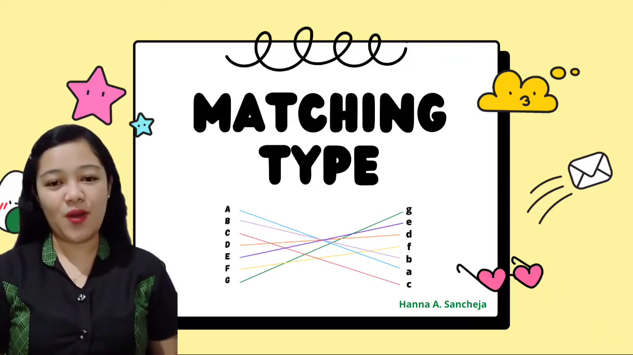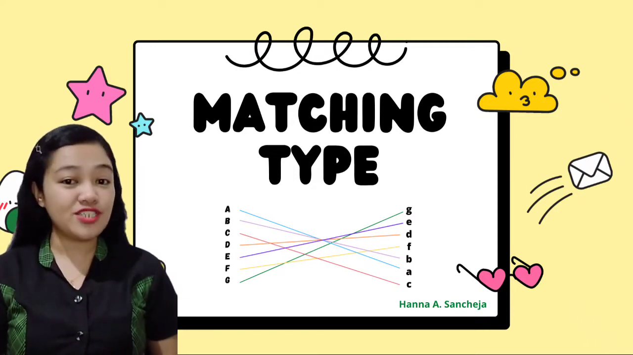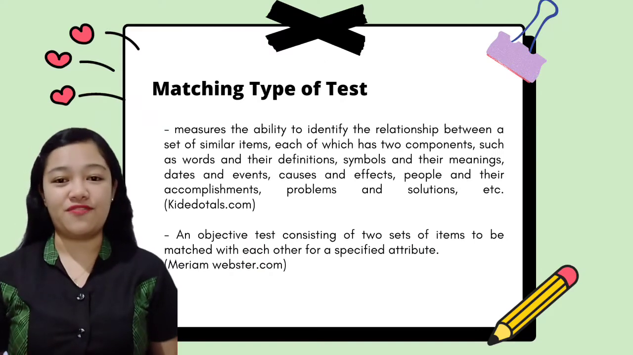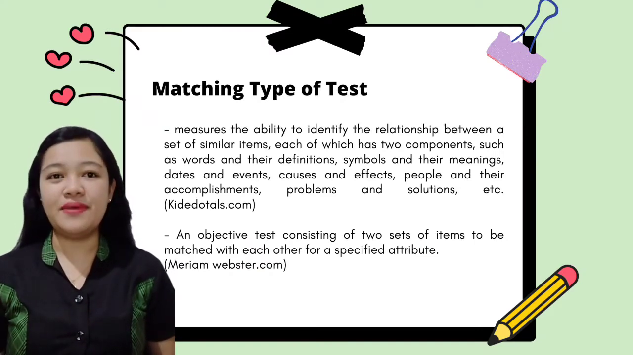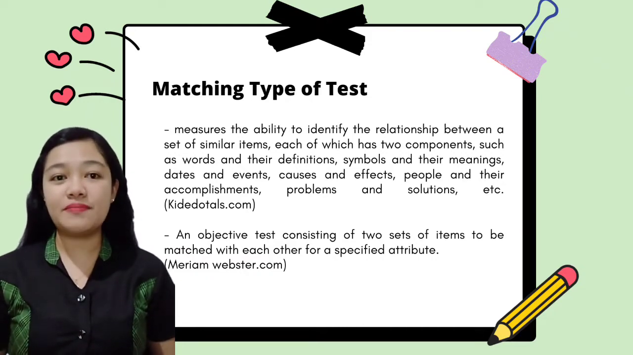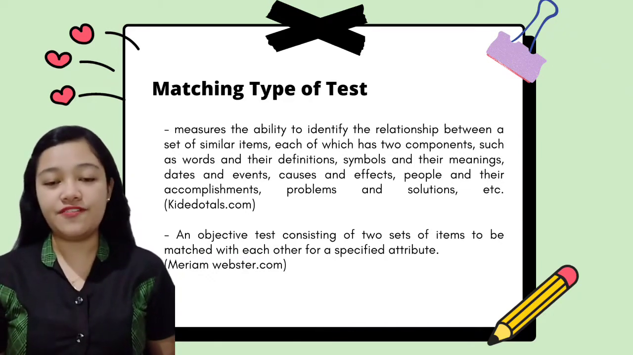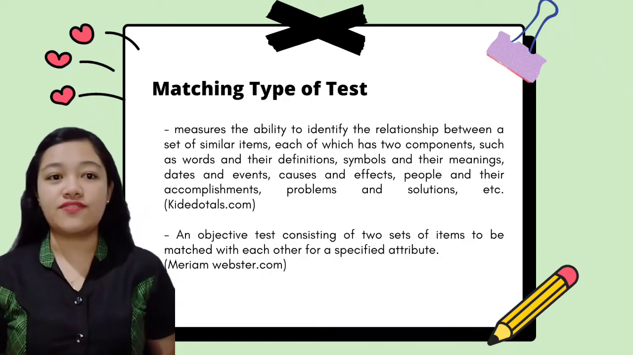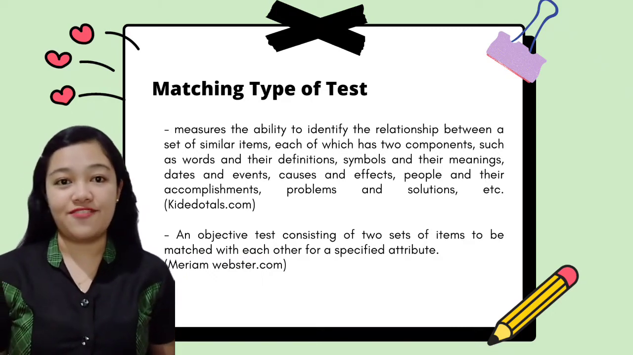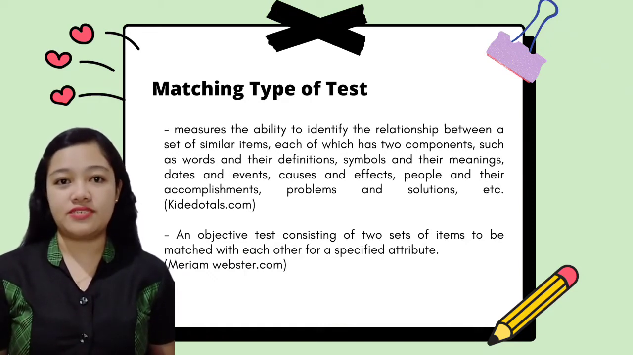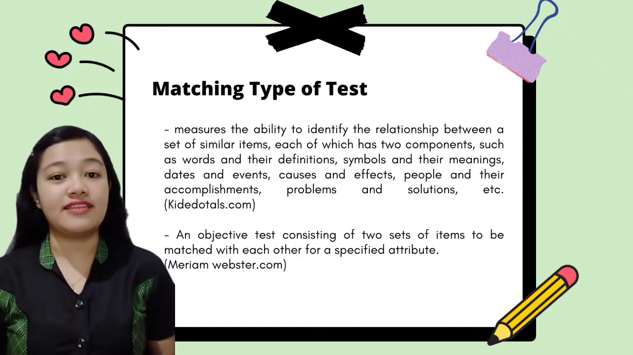Now I am going to discuss matching type. So, what is a matching type of test? It measures the ability to identify the relationship between a set of similar items, each of which has two components, such as words and their definitions, symbols and their meanings, dates and events, causes and effects, people and their accomplishments, problems and situations, and etc.